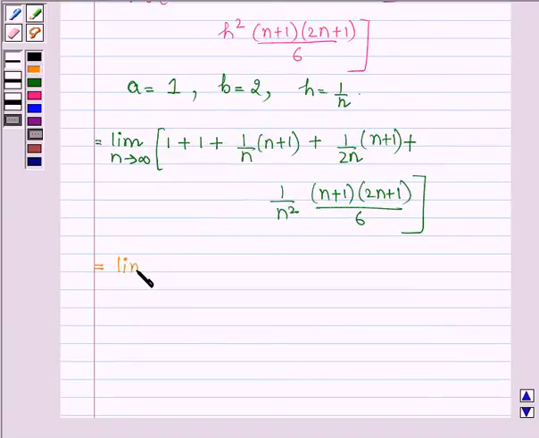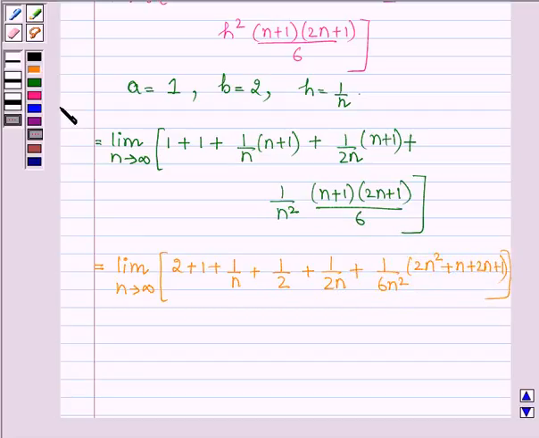equals limit as n approaches infinity, from here we have 2 plus 1 plus 1 by n plus 1 upon 2 plus 1 upon 2n plus 1 upon 6n square, and here we have 2n square plus n plus 2n plus 1, and this is further equal to limit as n approaches infinity 3 plus 1 by n plus 1 upon 2 plus 1 upon 2n.